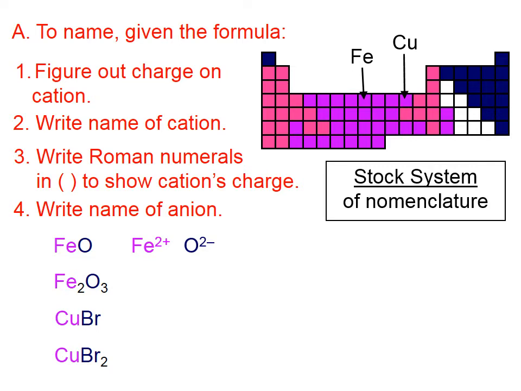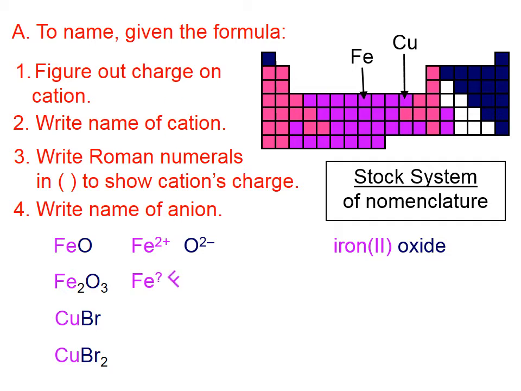So we've done step 1. We've figured out the charge on the cation. Now we're going to write the name of the cation, and we're going to write a Roman numeral to show the charge on that cation. Iron 2, and then lastly, write the name of the anion. This is the oxide ion. Iron 2 oxide. That's how we say that. How about the next one?